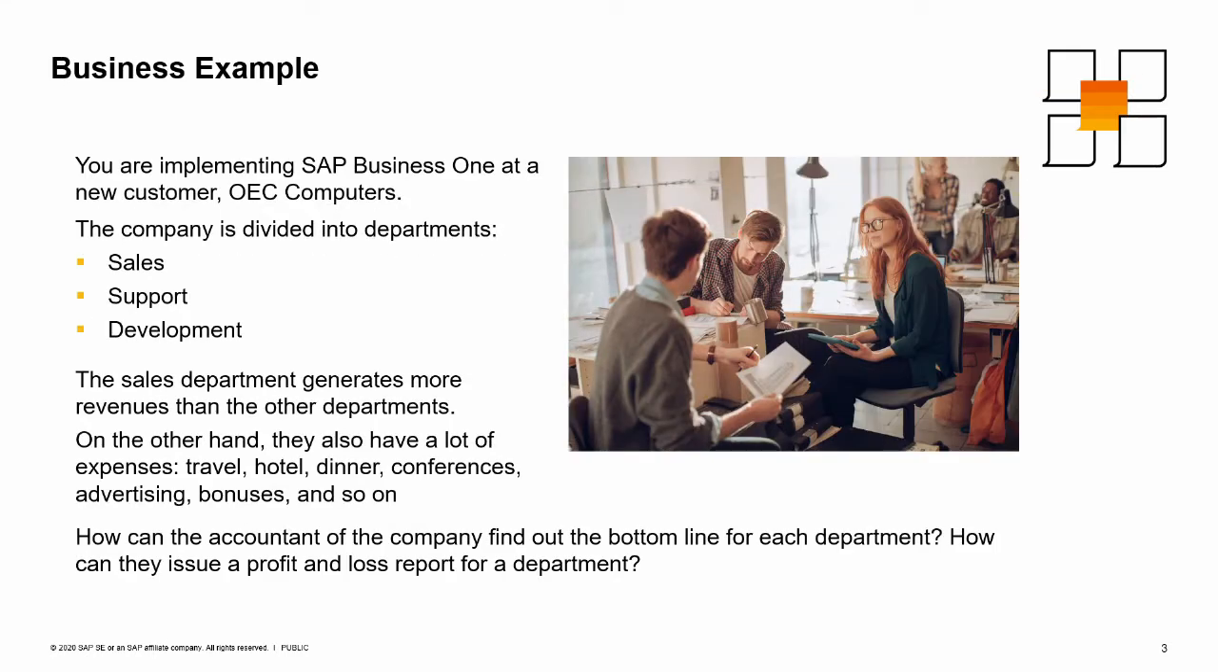Let us look at a business example. Assuming you are implementing SAP Business One at a company with 3 departments: sales, support, and development. Naturally, the sales department generates more revenue than the other departments. On the other hand, they also have a lot of expenses: travel, hotel, dinner, conferences, advertising, bonuses, and so on. The accountant of the company asks you how they can find out the bottom line for each department. How can they issue a profit and loss report for a department?